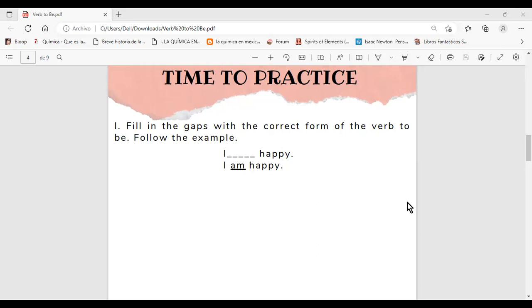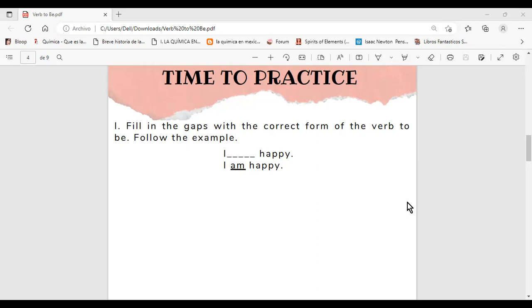Number 7, Paco, Luis, and Miguel space birds. Number 8, Josefina and I space sisters. Number 9, Lucas space 10 years old. And last one, la última, number 10, Vidya space Nepal's current president.